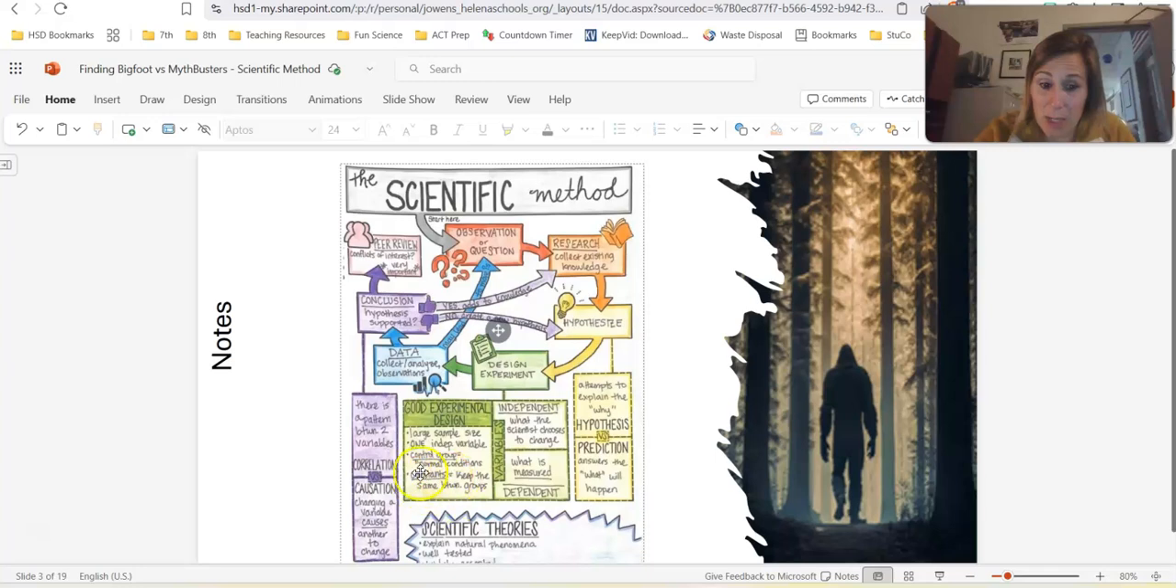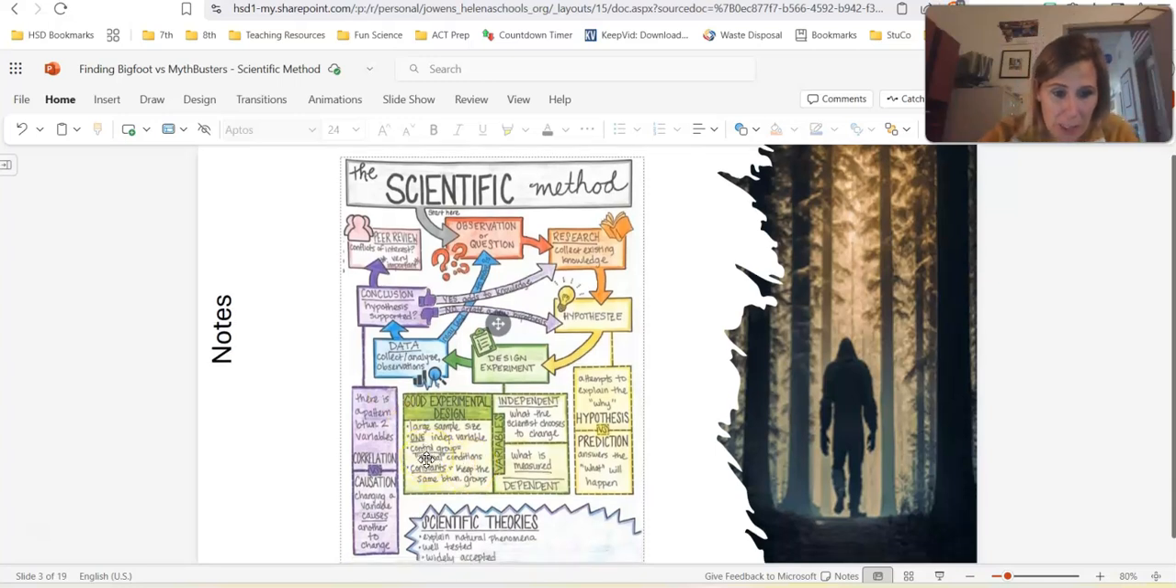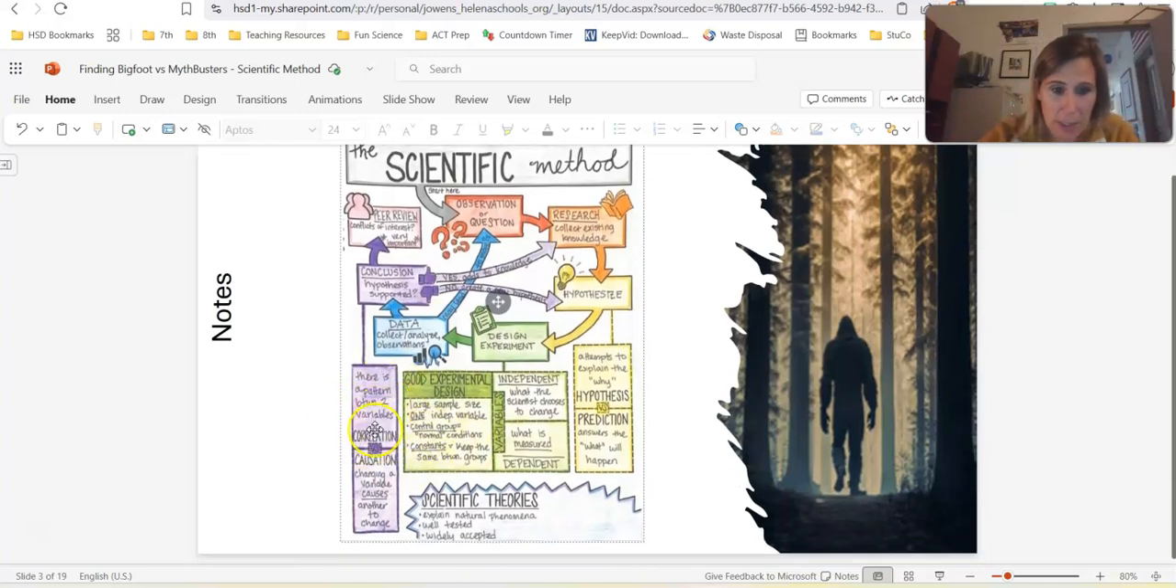Constants are the things that we're going to keep the same. Again, remember that we only want to change one independent variable at a time. So if we're talking about the example of plants and we're changing as our independent variable the types of stuff we water them with, we're not going to change the amount of sunlight they get. Those are our constants.